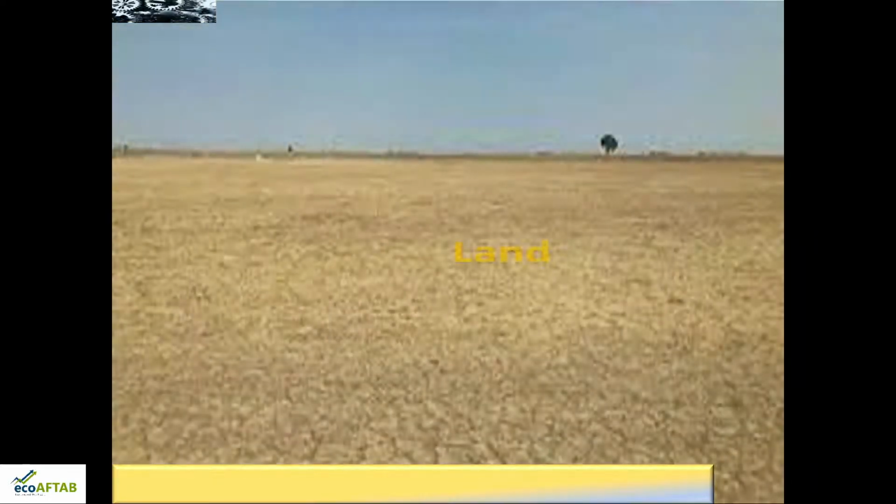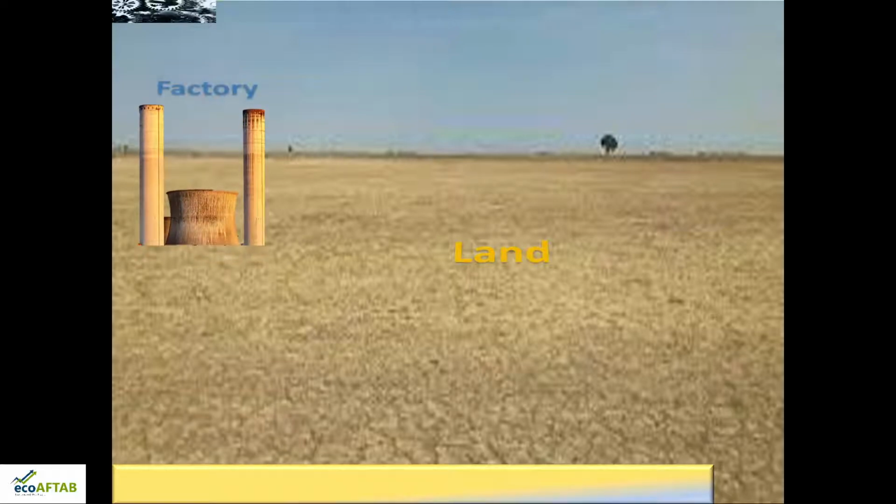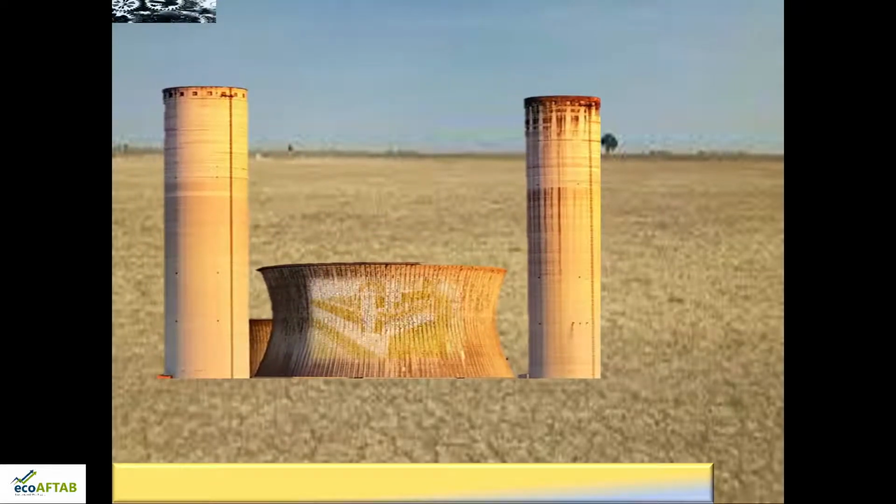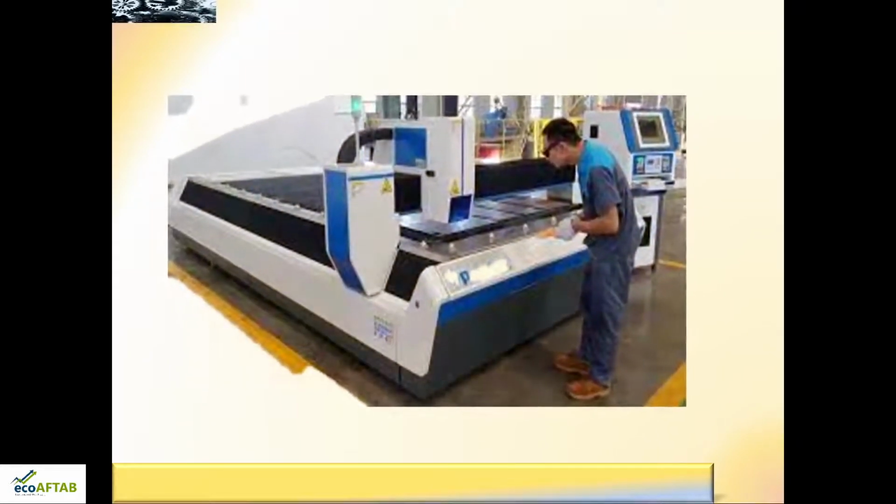Friends, as you can see on the screen, there is a barren land. So on this land, I will construct a factory where I want to produce certain goods. So you can see the factory, and inside the factory you can see there is a machine and there is a technician who is working on the machine. So this is happening inside the factory.